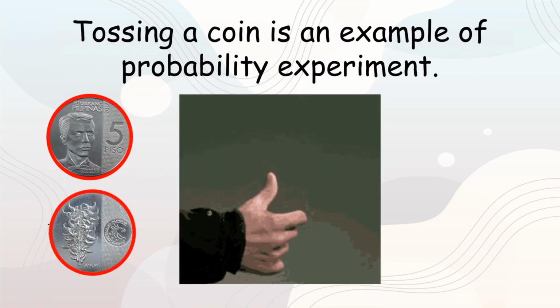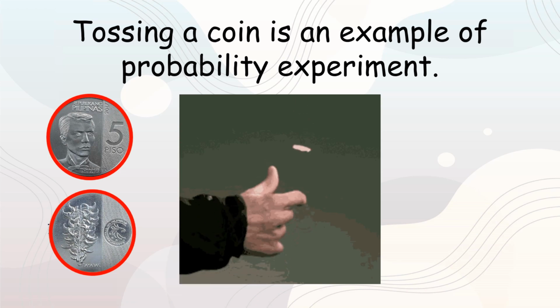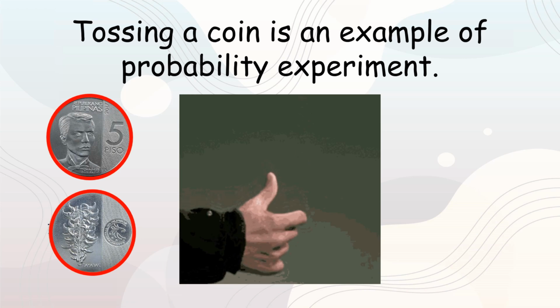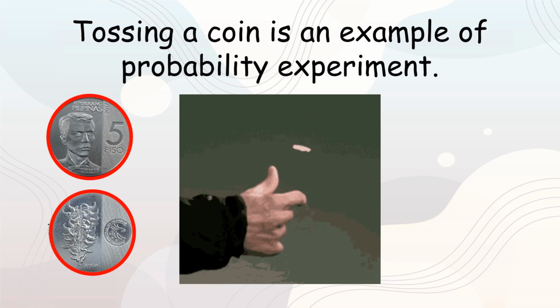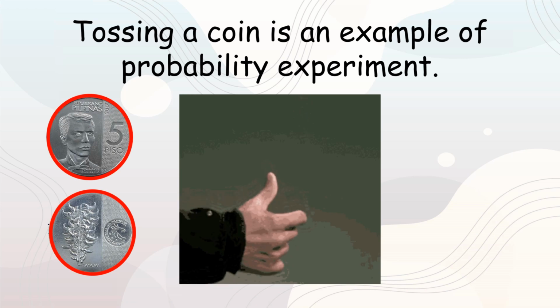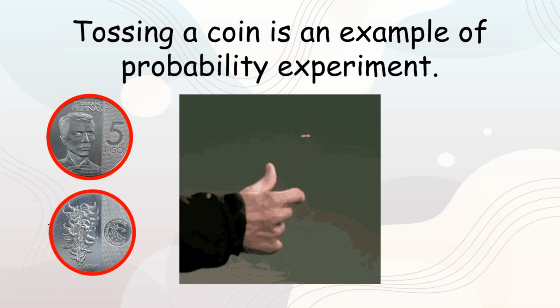Tossing a coin is an example of a probability experiment. So, yan po yung pinaka best example ng probability, no? So, we have head, and then we have tail, no? Head and tail.